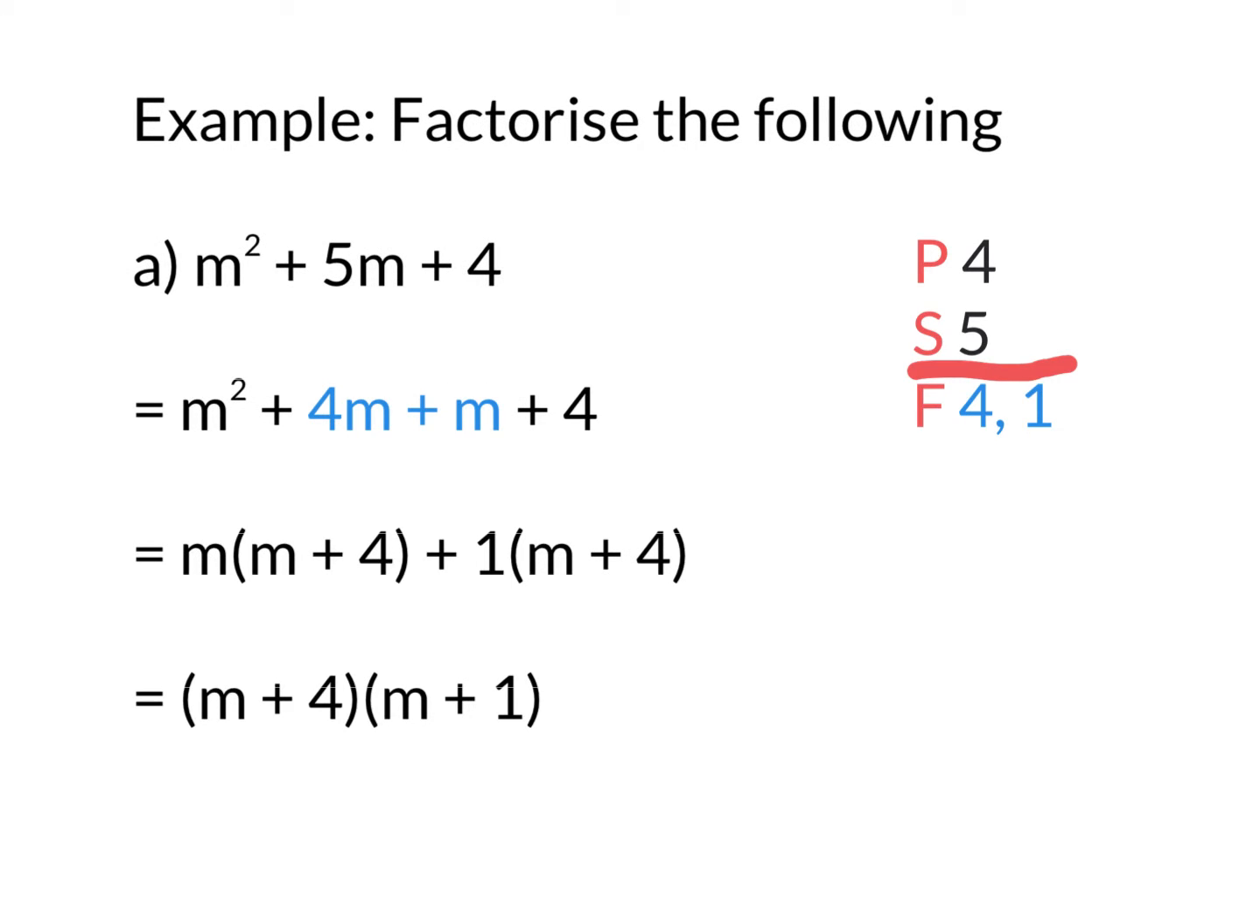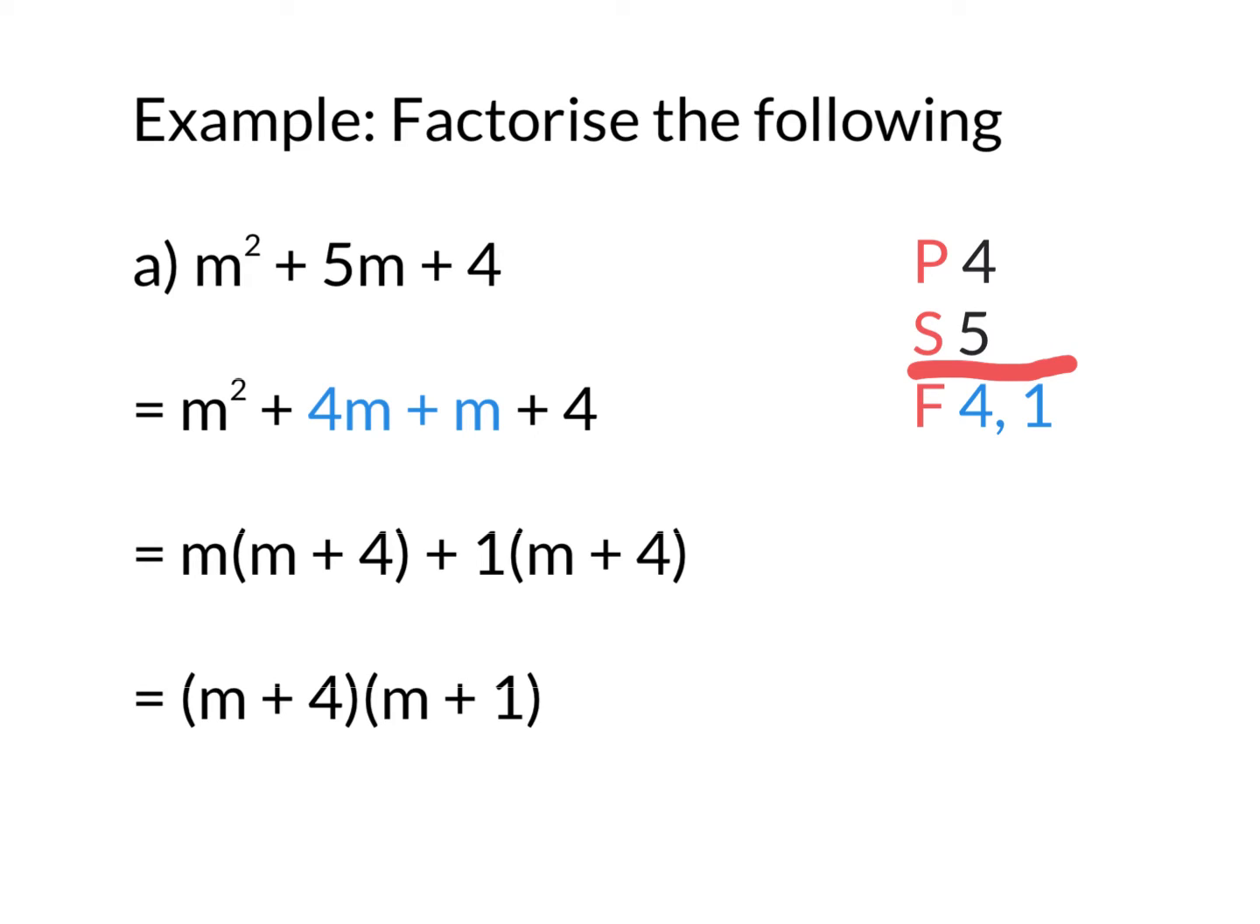So for our first one, m squared plus 5m plus 4. The P is the 1 out the front of the m squared times the 4 at the end, which is 4, and the sum is the value in the middle, so the 5. That means we need two numbers that multiply to give 4 and add to give 5, so that's 4 and 1. What we do with these is we split the middle term. So we get m squared plus 4m plus m plus 4. The factors 4 and 1 split that middle term into 4m's and 1m's.